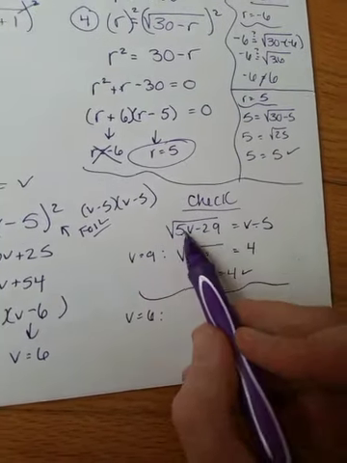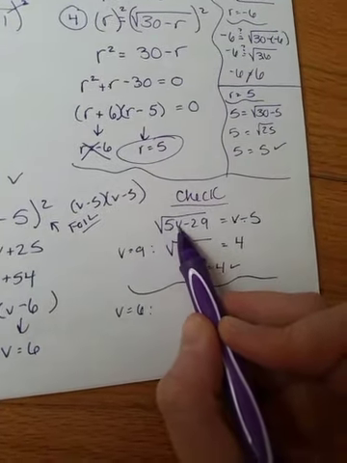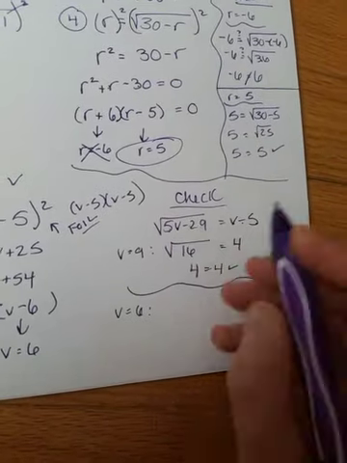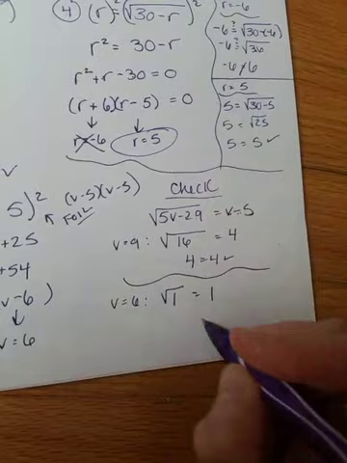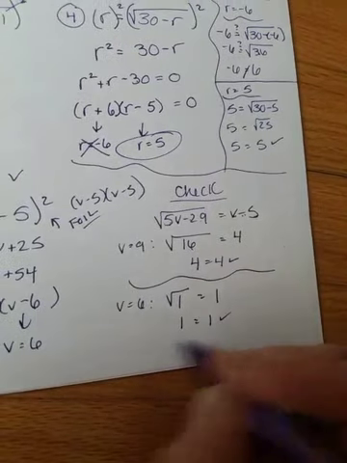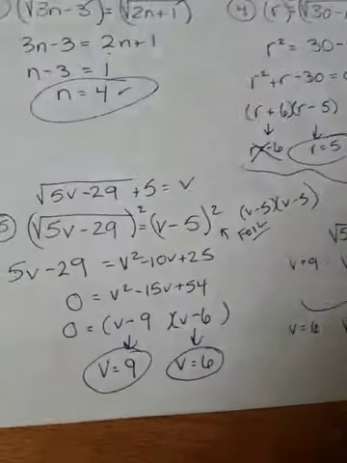And then my last one, v equals 6. Let's just do some mental math here. 5 times 6 is 30. 30 minus 29 is 1, so I have root 1. 6 minus 5 is 1. What's the square root of 1? 1. That works. So this is a case where they both work.